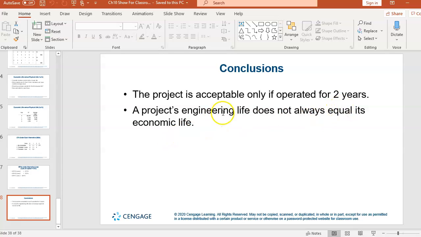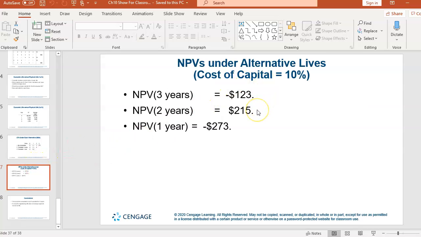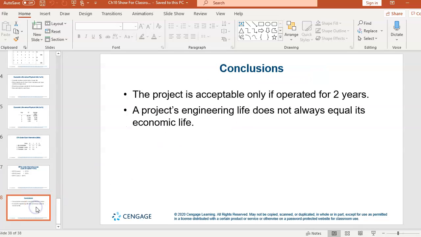Okay, so engineering life does not always equal economic life. Okay, so two different things. So in finance, we're trying to maximize the value of the firm, and what I would say is after year 2, let's start over. Okay, so that's how I do that.